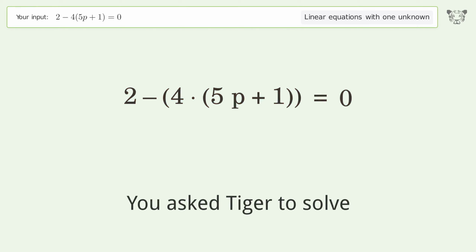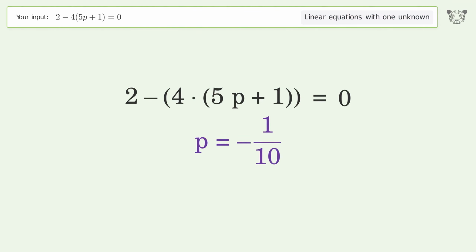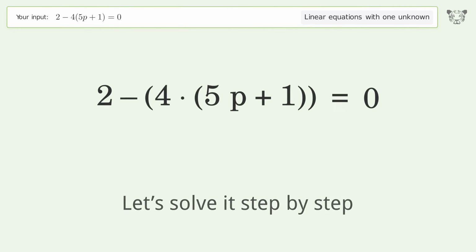You ask Tiger to solve. This deals with linear equations with one unknown. The final result is p equals -1/10. Let's solve it step by step.